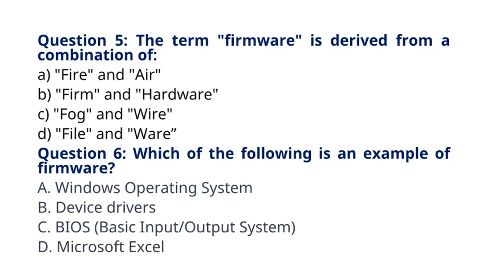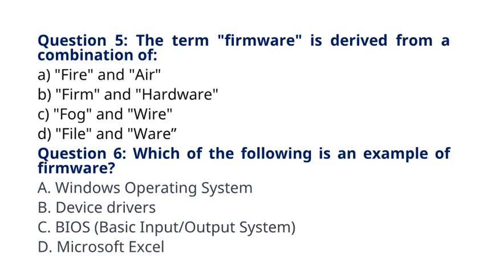Firm and hardware. Explanation: the term firmware is derived from a combination of firm and hardware, indicating software that is closely tied to and integrated into hardware components. Question 6. Which of the following is an example of firmware? A. Windows operating system. B. Device drivers. C. BIOS, basic input-output system. D. Microsoft Excel. The correct answer to question 6 is option C.